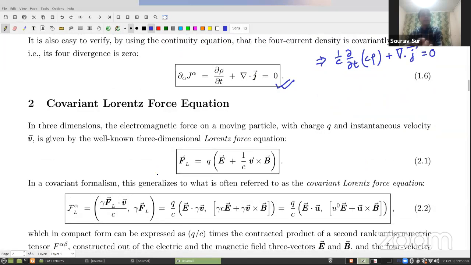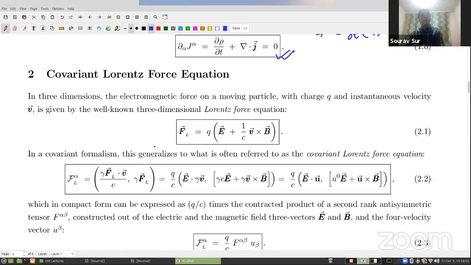The next thing that comes is that in 3 dimensions, you have the Lorentz force equation, which is this. Now, this can be generalized to a covariant 4 force or 4-dimensional Lorentz force. And as we have just seen, the 4 force is gamma f dot v over c and gamma f. So you just replace the f by fl, this Lorentz force.